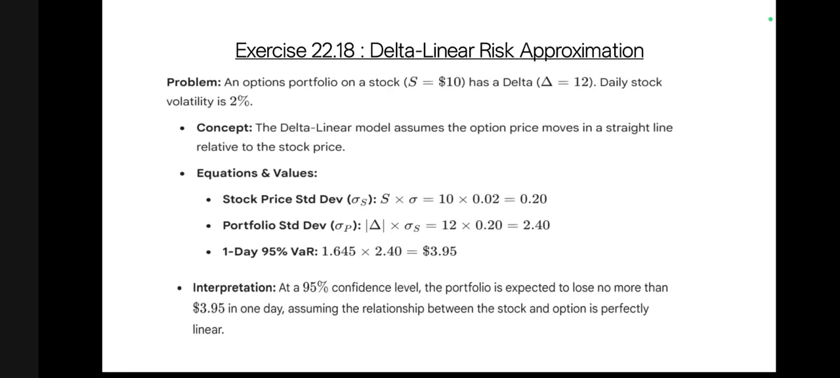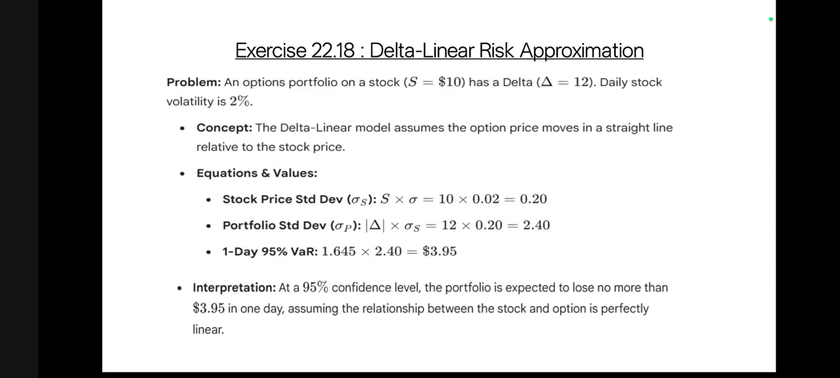Delta linear risk approximation. Now let's look at an option portfolio on a $10 stock with a delta of 12. In a delta linear model, we assume the option price moves in a straight line relative to the stock. It gives us a 1 day 95% value at risk of 3.95, but options are curved, not linear.